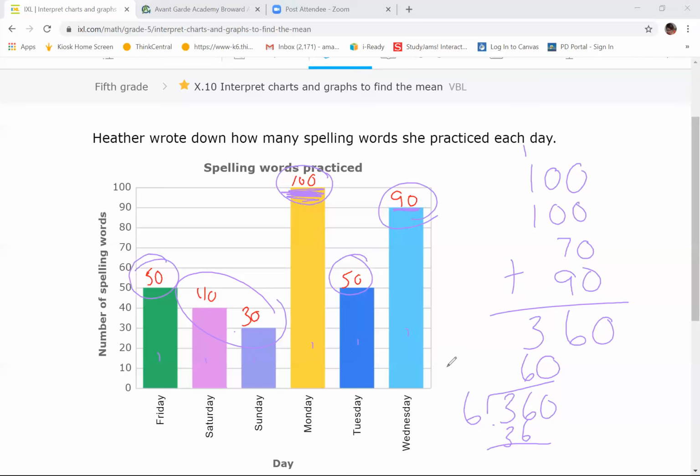And that's what the meme is doing. It's saying Heather studied 360 words. If she studied the same exact amount each day, she would have to have 60. But sometimes we just don't have time to do it. So that's when that average comes in. Same thing with your iReady, guys.